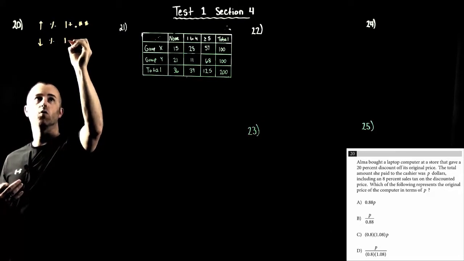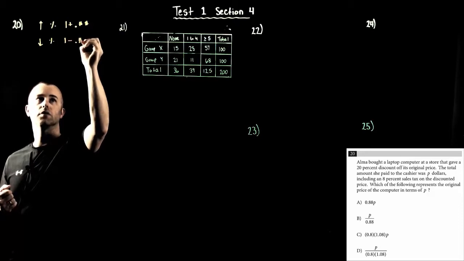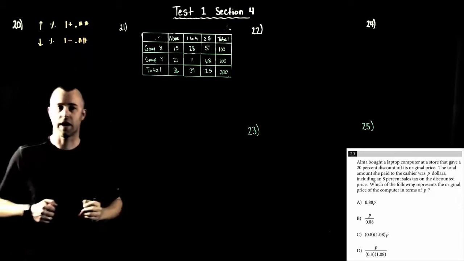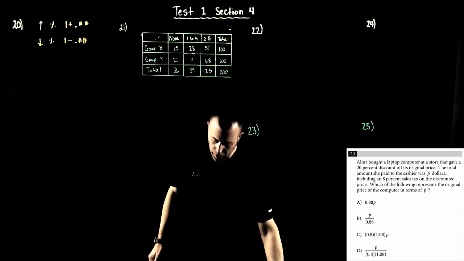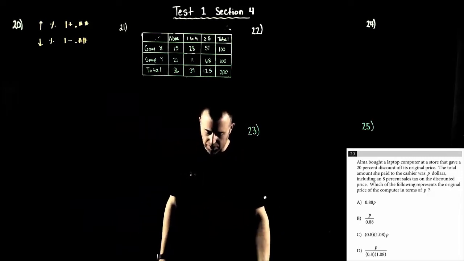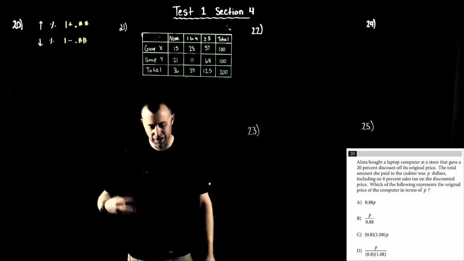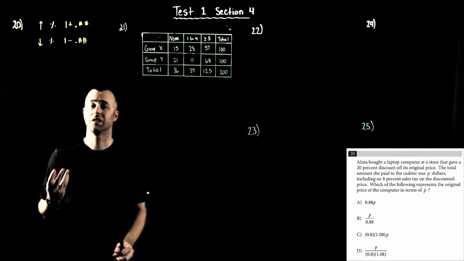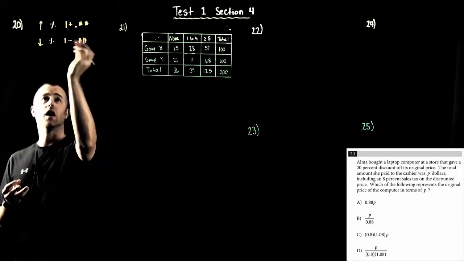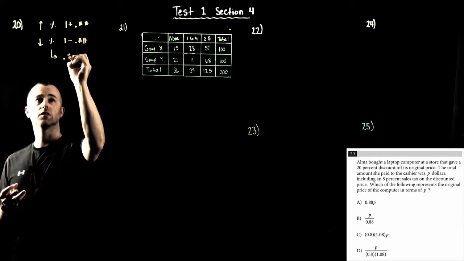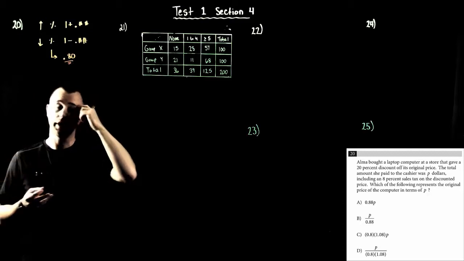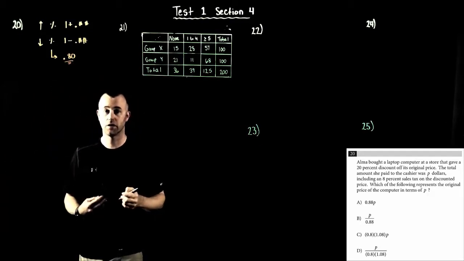then what you're doing is you're going to go 1 minus whatever that percentage off that you have. So we're going to be using that concept on number 20. So number 20, you have Alma bought a laptop at a store that gave a 20% discount off. So when I see that 20% off, I'm looking at this scenario, and I know I'm going to be multiplying at some point in this problem by 0.80 because I went 1 minus 0.2.